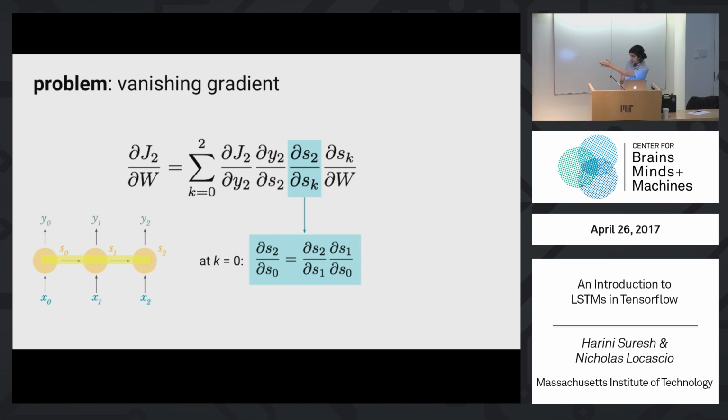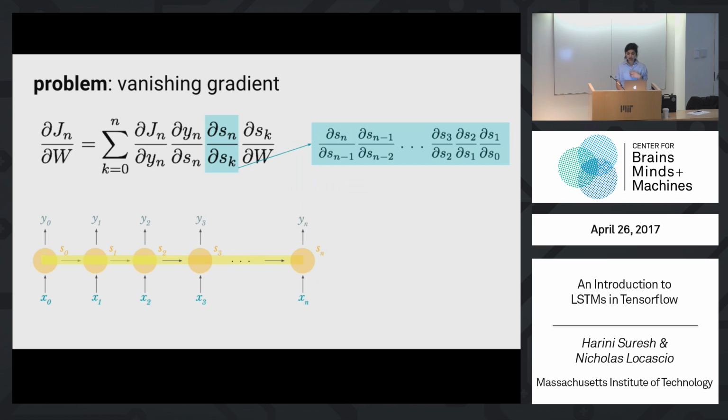Okay, so that's fine. That's just a chain rule of two things. However, say our sequence is really, really long, and we're calculating the loss at the very last time step. We would have to backpropagate all the way back, and that chain rule would become really, really long, because we have to chain rule all the way back to the first input in order to get the contribution of W at the first time step. So as the gap between time steps gets bigger, this chain rule product just gets longer and longer.